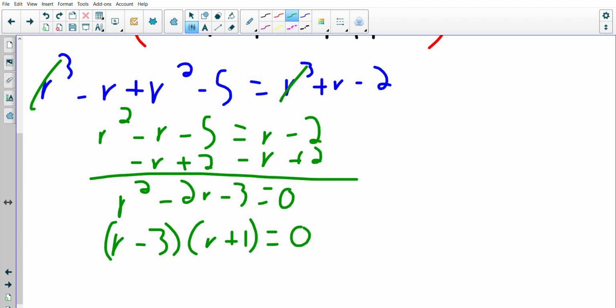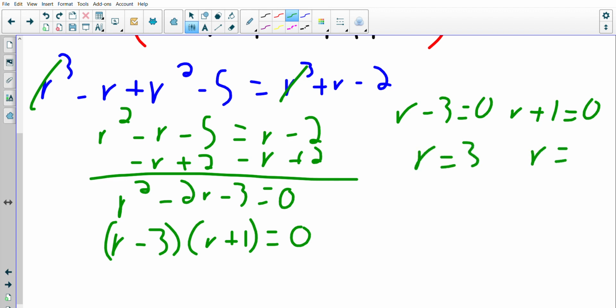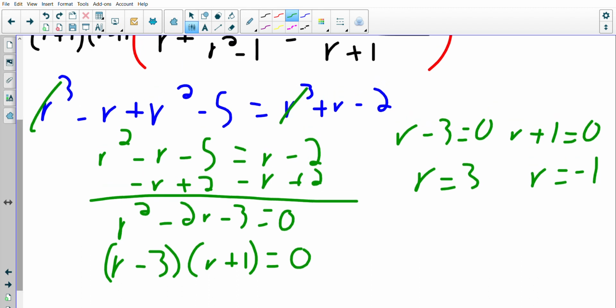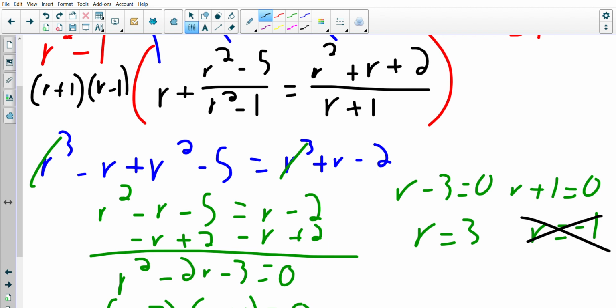Solve them, we set both equal to 0. So r minus 3 equals 0. r plus 1 is equal to 0. So here in the first one, r will equal 3, and the second one, r will equal -1. Well, we've already established that r cannot be -1, so we have to throw that one out, and then we plug the 3 in to make sure it works, and we find that r can equal 3. So in this one, we only have one answer, r is equal to 3.